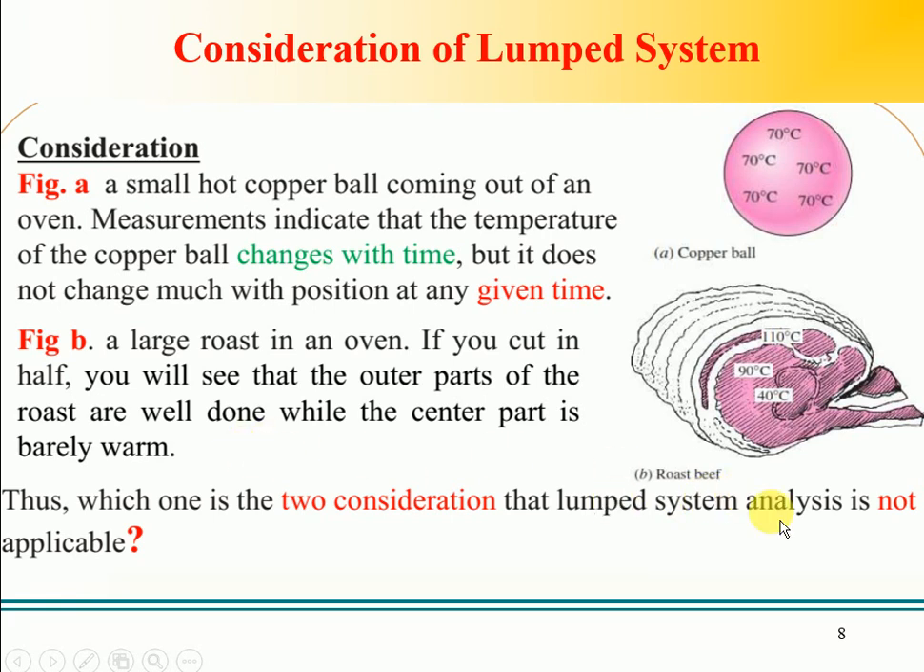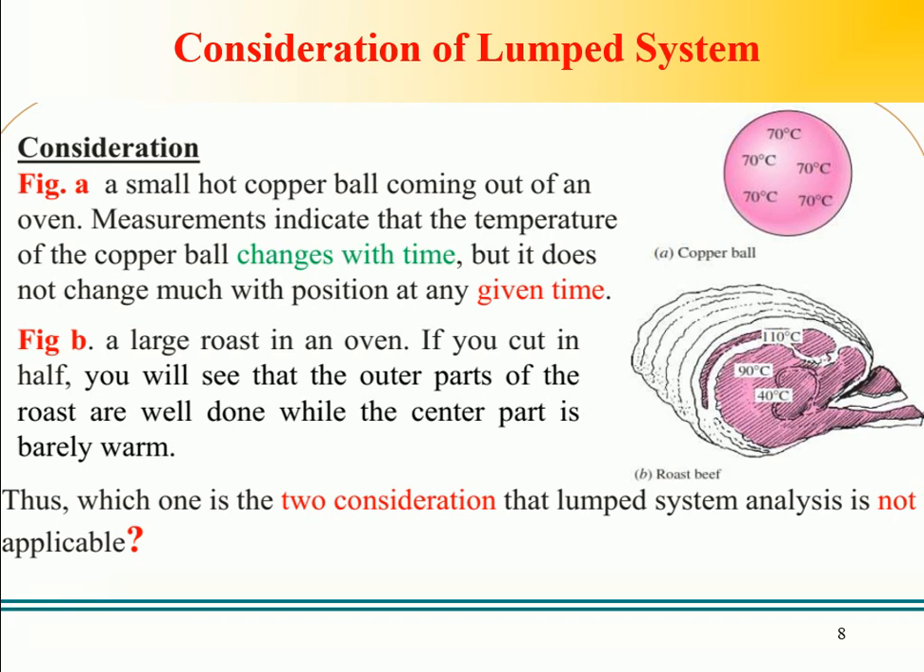But if you see another example, which is a roast beef, a large roast in an oven. If you cut it in half, you will see that the outer part of the roast is well done. For example, the outer part of this beef is at 110 degrees centigrade. If you go to the inner side it is 90 degrees centigrade. If you go more inward, it is 40 degrees centigrade, just like when you take something from a refrigerator and put it in the oven.